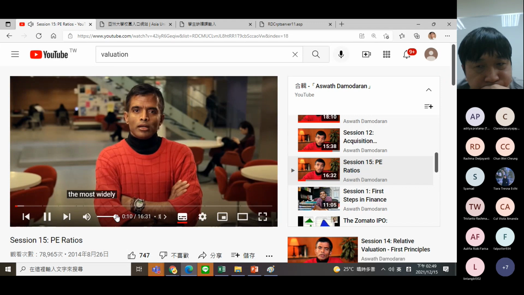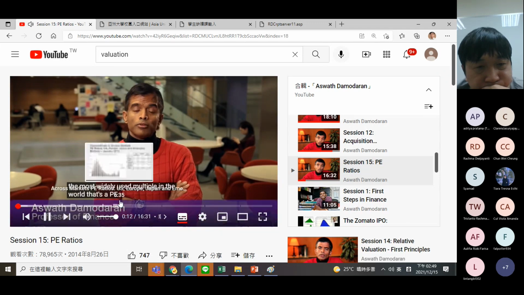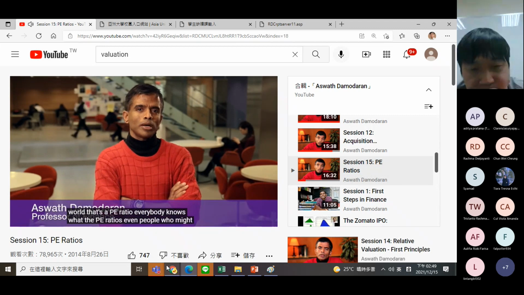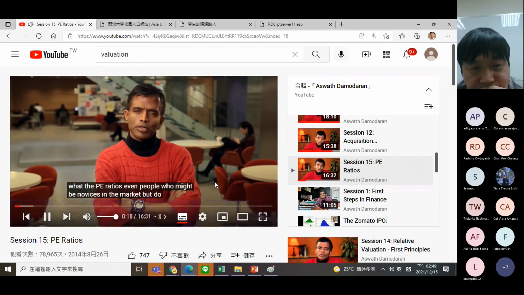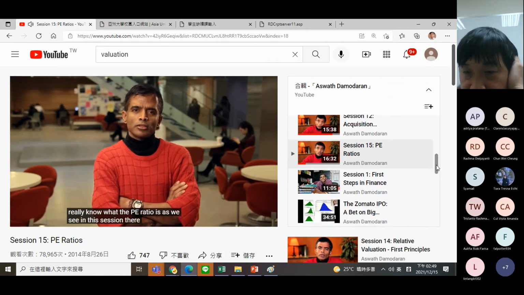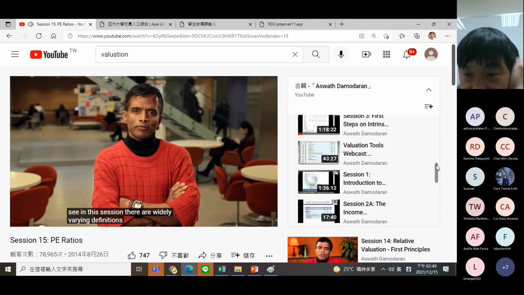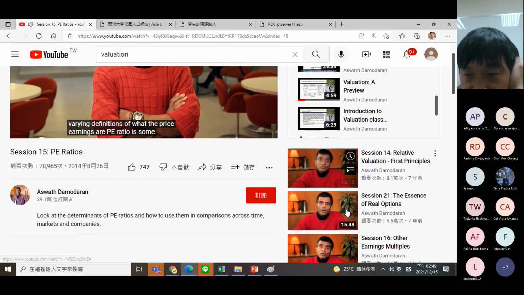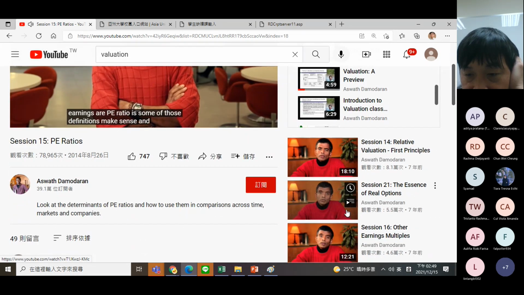The most widely used multiple in the world. That's the PE ratio. Everybody knows what the PE ratio is, even people who might be novices in the market. But do they really know what the PE ratio is? As we'll see in this session, there are widely varying definitions of what the price earnings or PE ratio is. Some of those definitions make sense and some don't.